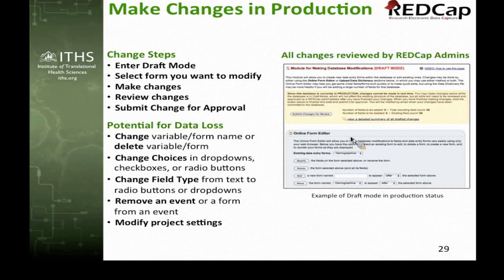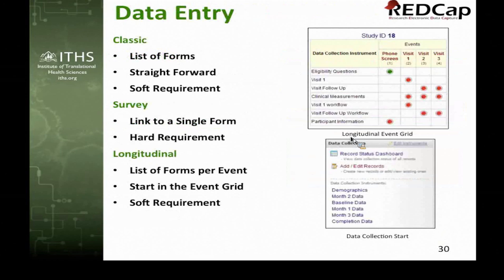For instance, if you go from a yes, no to a radio button or the other way around, sometimes that messes stuff up. Removing an event or a form from an event will basically delete all the data from that event, and so will modifying some specific project settings. For instance, if you turn Longitudinal off, you basically delete all your events besides the first one, which would be bad.